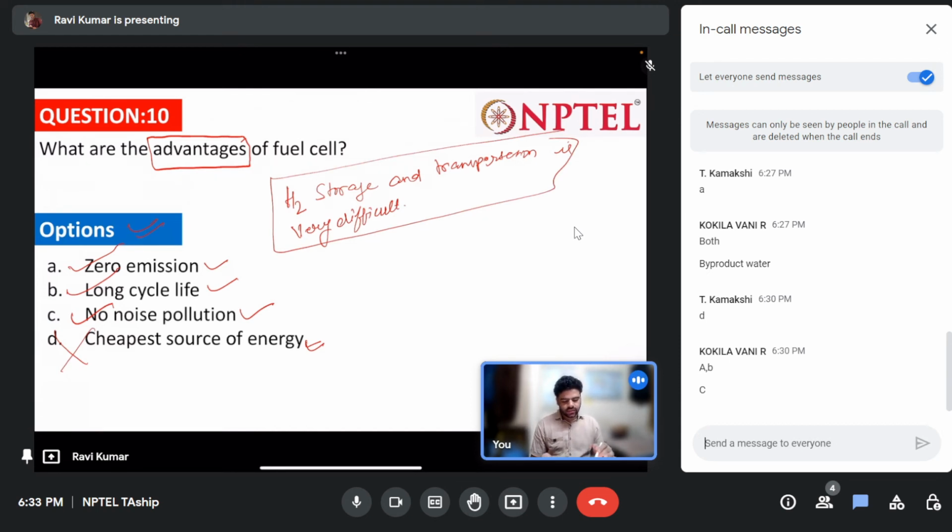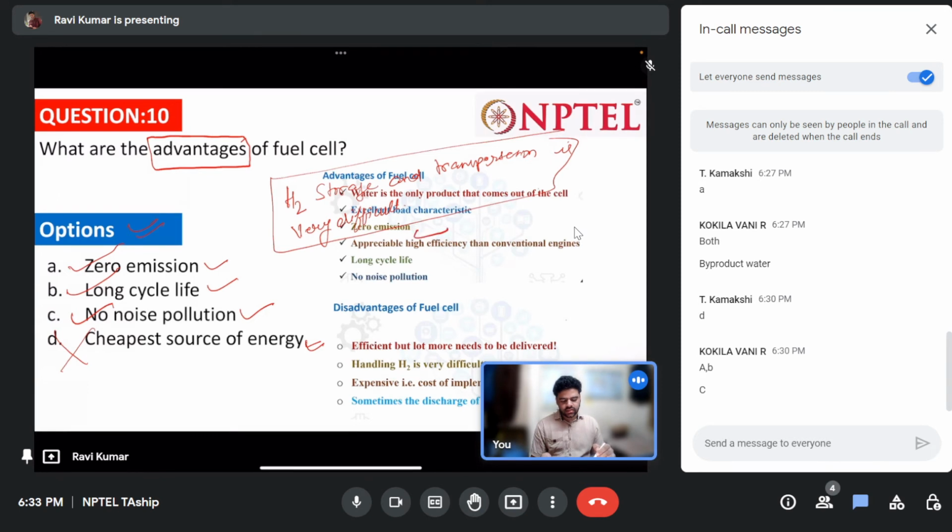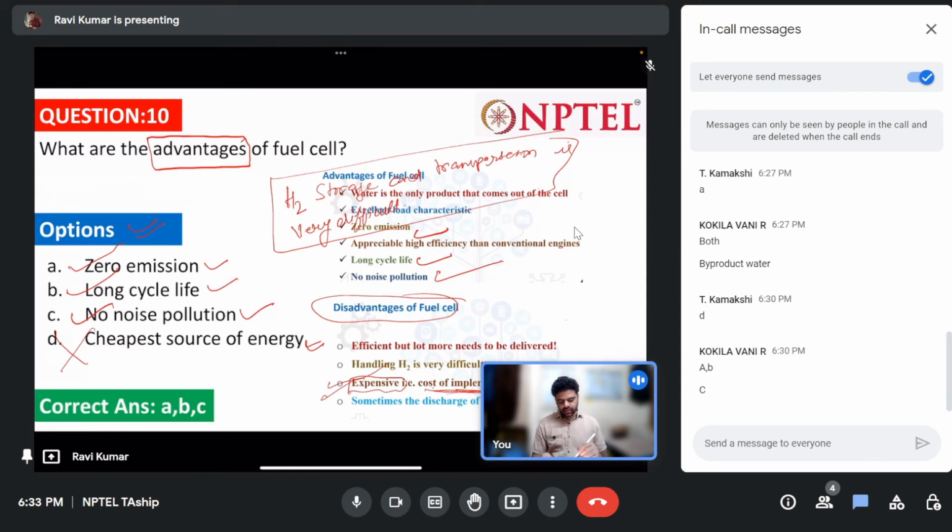Here you can see zero emission, yes, long life, yes, noise pollution, yes, and the disadvantage is what? Expensive source, because the cost of implementation is high. And in implementation, what do we have? Storage of fuel, capturing hydrogen, and transporting this hydrogen. So the correct answer will be A, B, and C.